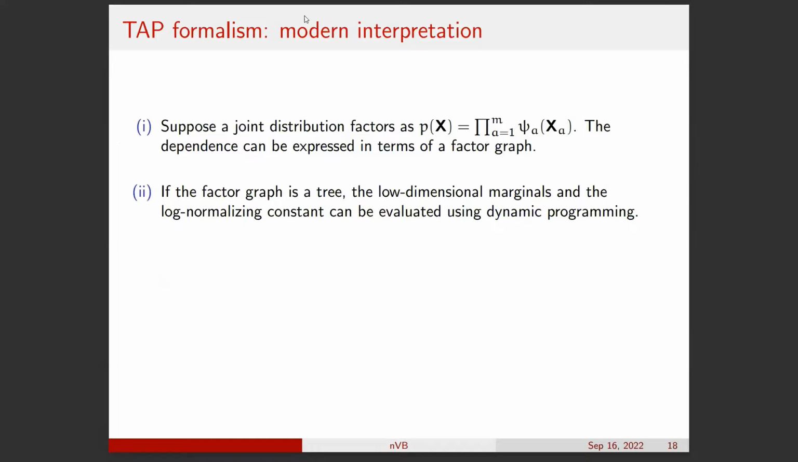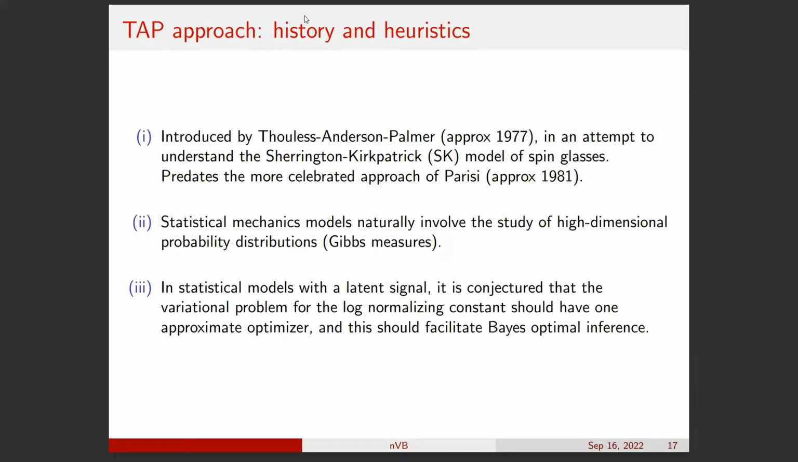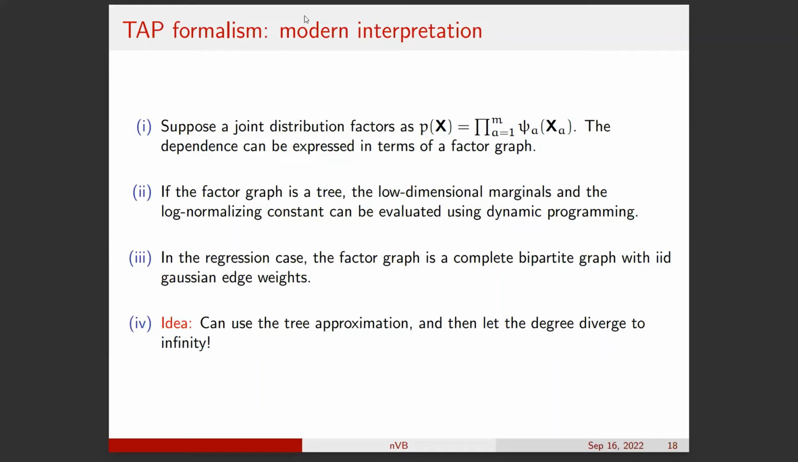is that the way this approximation actually comes about is from the so-called Bethe approximation. The idea is that when I approximate this distribution by a naive mean field, I assume that there is no dependence. Everything is independent of each other. The Bethe approximation is one step up. So I assume there is dependence, but this dependence can be encoded roughly in the form of a tree. And then if it's a perfect tree, there is a way to calculate low dimensional marginals and log normalizing constants by essentially doing dynamic programming or belief propagation.